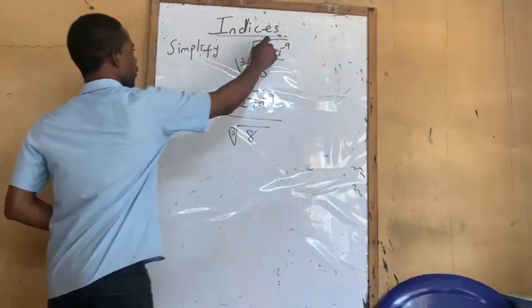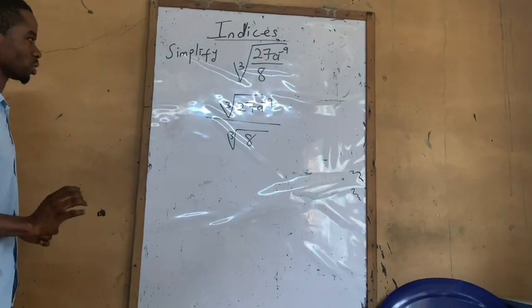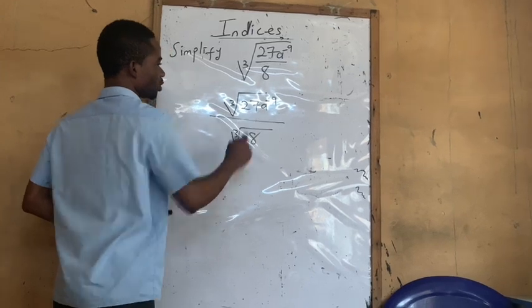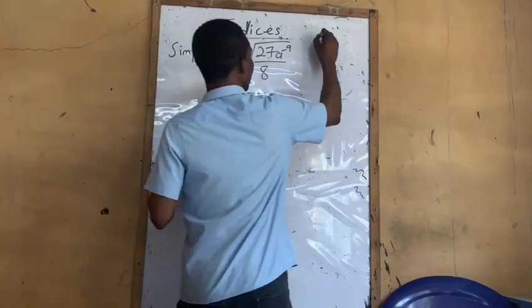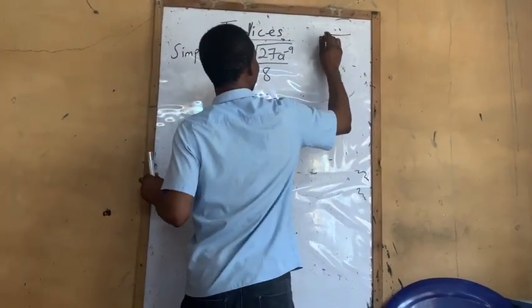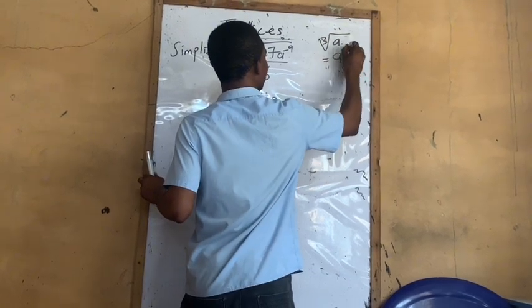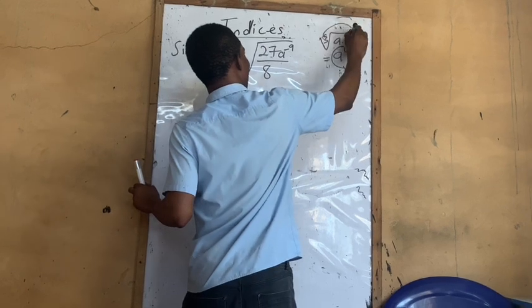This cube root is meant for this and this. That's the first thing you have to know. The next thing you have to know is that these are two things. Do you remember the law that when you have something like cube root of a, it's the same thing as a raised to power 1 over 3. This one will come under this.